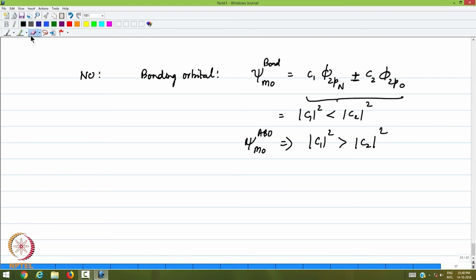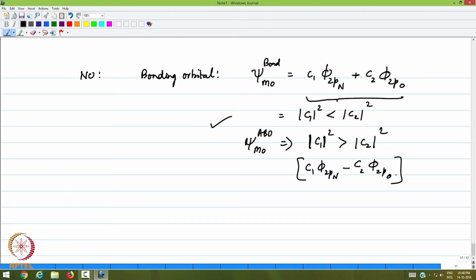So, let me take the plus sign out and write the minus sign here: C1 phi 2p nitrogen minus C2 phi 2p oxygen, with some normalization, of course. You can see that in the anti-bonding combination, the electrons are more likely to be closer to nitrogen than to the oxygen. This is a general trend that you see, another important factor.